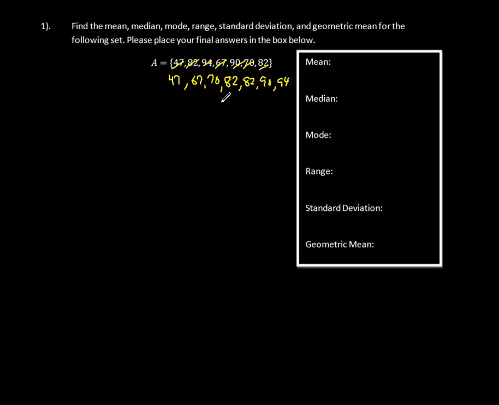I can read off the median, the one down the middle. That'd be this guy right here, 82. I can read off the mode, the one that's most often, which is also 82. The range, the high minus the low: 94 minus 47 is 47.